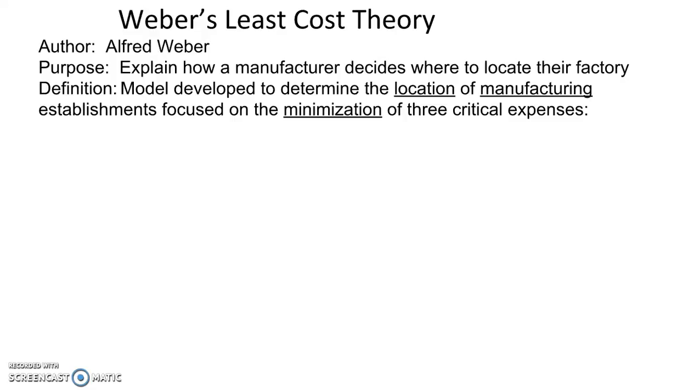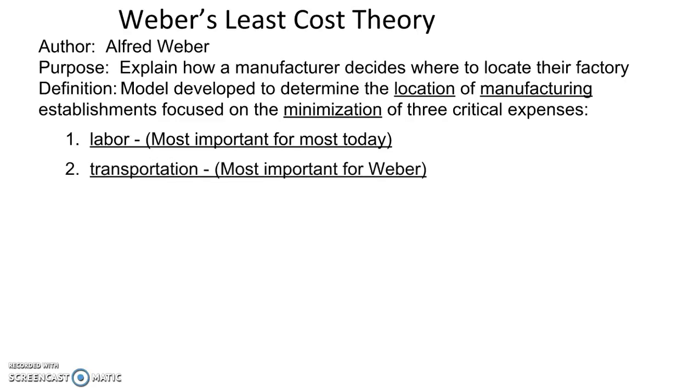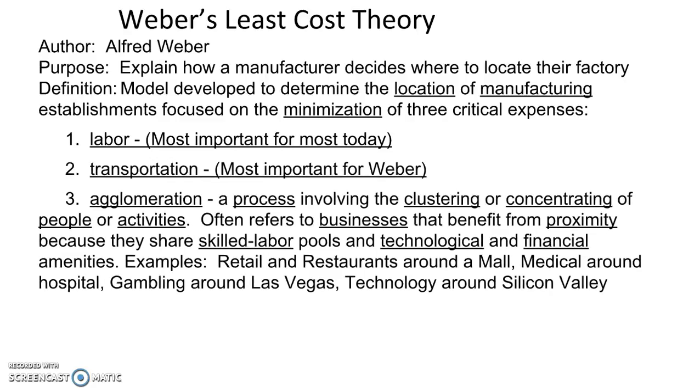So this model was developed to explain the location of manufacturing establishments focused on the minimization of 3 critical expenses. Again, the goal of every single business, whether it be a farmer, whether it be a service, whether it be a factory, a manufacturer, a person who makes hair bows, is to maximize the profit by minimizing the cost. So according to Weber, there are 3 critical costs that need to be minimized: labor, transportation, and this idea of agglomeration, how to take advantage of the clustering.